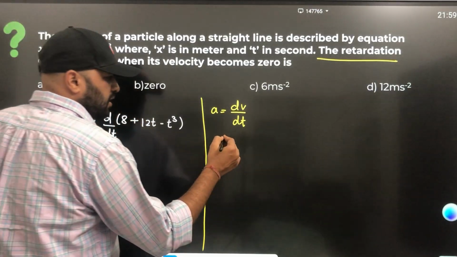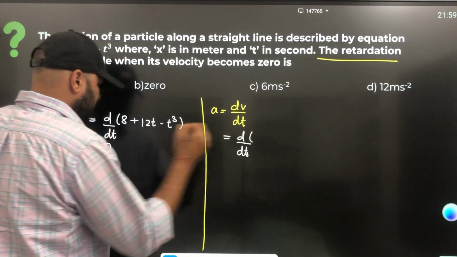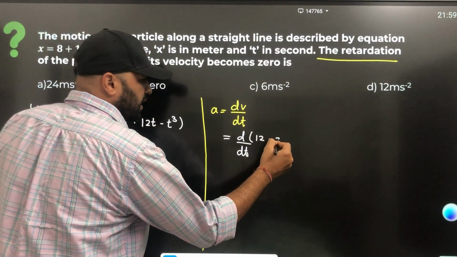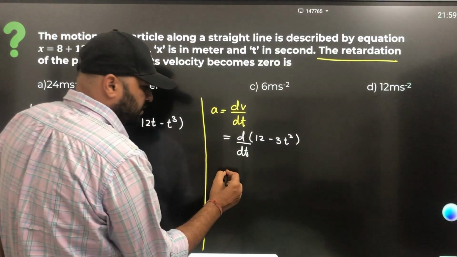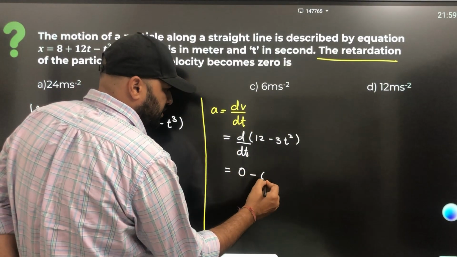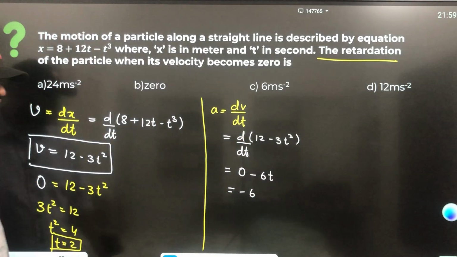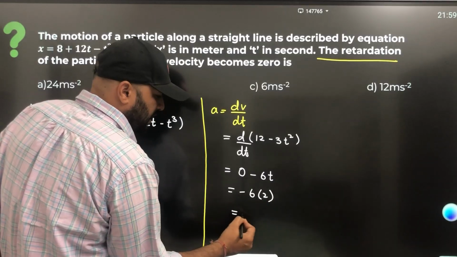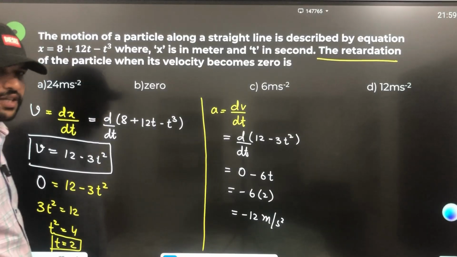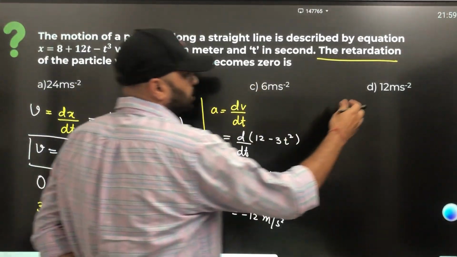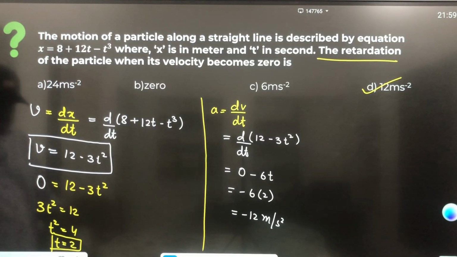So let's differentiate this. Putting here d by dt of velocity. Where is velocity? Velocity here is 12 minus 3t square, right? Now differentiating this, 12 will give you 0 and minus 3t square will give minus 6t. I hope this is clear. That will give us minus 6 times t. Now what is the time we got? 2. So let's substitute here. That will be minus 12 meter per second square. Now be very careful, this is negative, hence it is retardation. So the correct answer, the magnitude, will be equal to 12 meter per second square. I hope this is clear. Clear? Let's see our next problem.